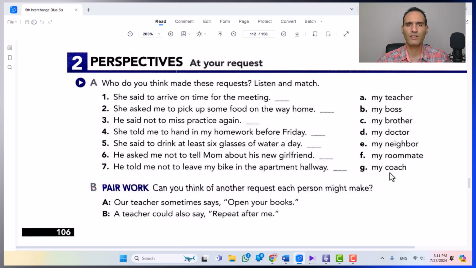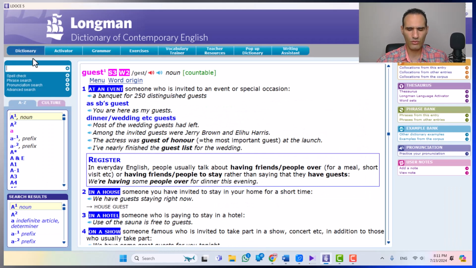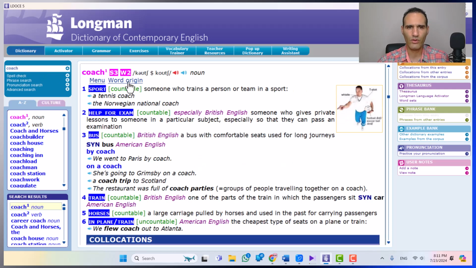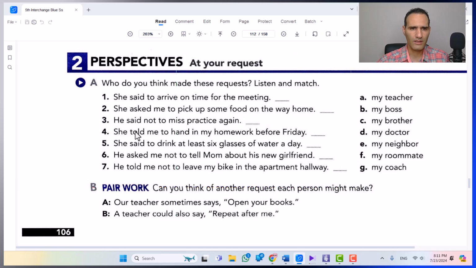So coach is C-O-A-C-H, and C-O-U-C-H is couch. So this is couch or sofa, and that one is coach. So A and U, that is the difference. Coach, that one is couch. So let's see. She said to arrive on time for the meeting. Who said so? I guess my boss.